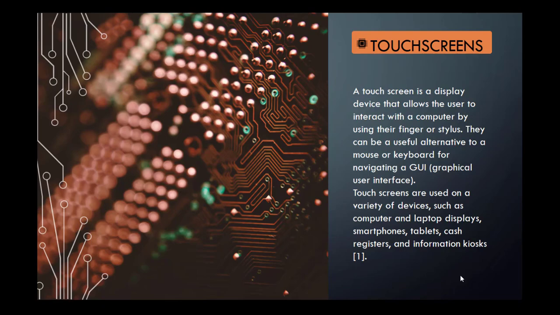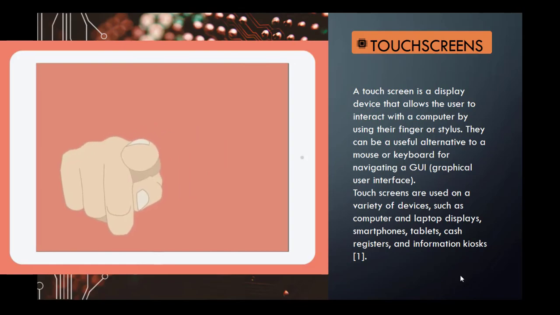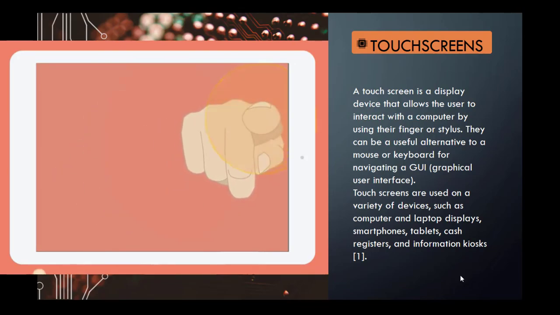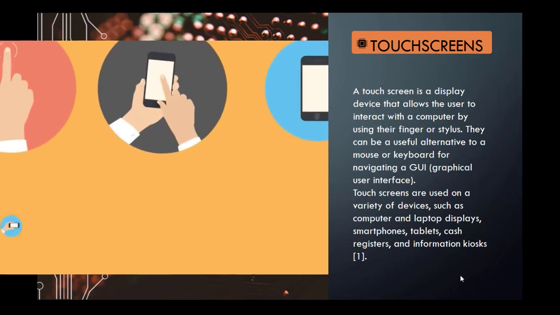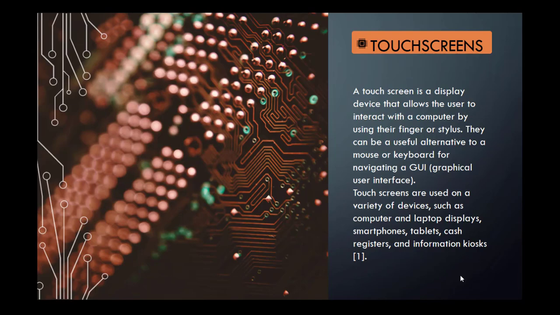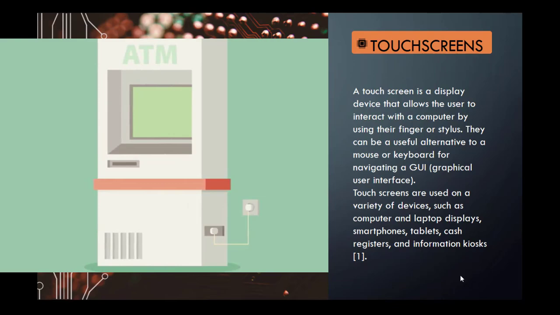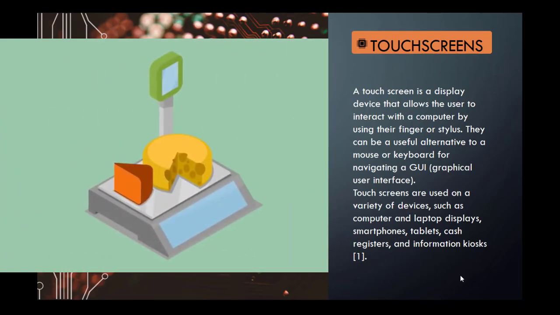So what is a touch screen? A touch screen is a display device that allows the user to interact with the computer by using their finger or stylus. Luckily, the LCD controller we are using comes with a stylus also. They can be a useful alternative to a mouse or keyboard for navigating a graphical user interface. Touch screens are used on a variety of devices such as computers, laptop displays, smartphones, tablets, cash registers, and information kiosks. We see touchscreens every day.